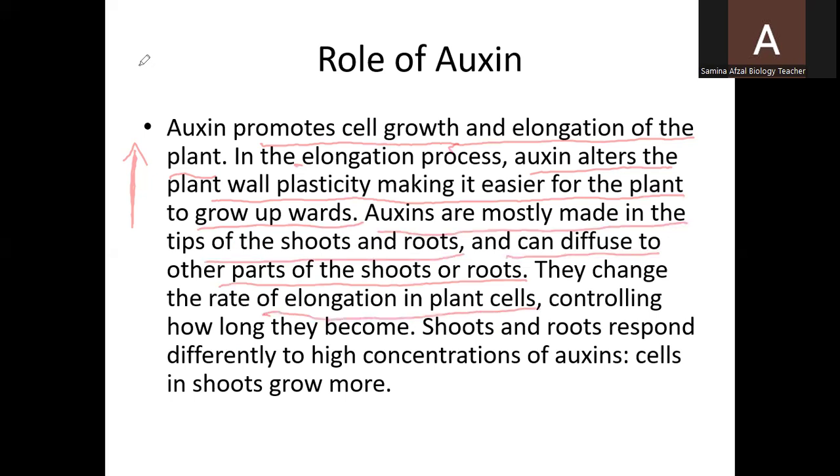So the elongation of the different parts of the plant takes place due to these auxins, controlling how long they become and their length according to the requirement of that species. Shoots and roots respond differently to high concentrations of auxins. Cells in shoots grow more. So auxins play a very important role in the growth and elongation of the different parts of the plant.